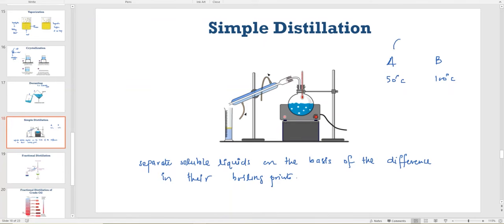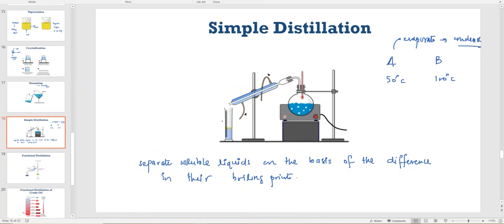So A is going to evaporate first. So what will I do? I'll collect A. At 50 degrees Celsius, A will be evaporated and I'll collect it, and then I'll condense A and eventually collect it. So automatically A gets separated from B because A's boiling point was different from B's, or we can say B got separated from A because the boiling point of B was different from A. Now, there are two types of distillation, simple and fractional.